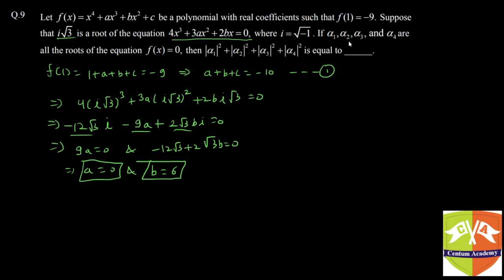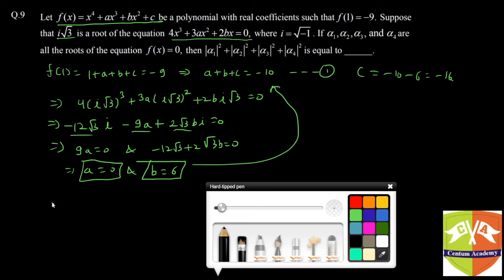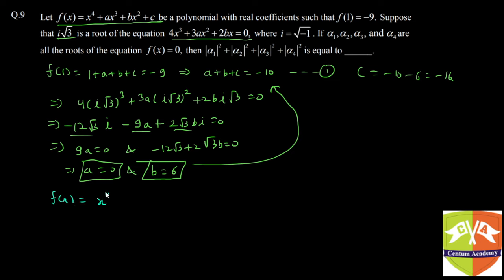Now they are saying that if alpha 1, alpha 2, alpha 3, alpha 4 are the roots of f(x) equals 0. So if I put a and b, how can I find c? If I substitute these values in here, I'll get c as minus 10 minus 6, which is minus 16. So my f(x) actually becomes, a is 0, so x to the power 4, and b is plus 6x squared, and c is minus 16 equals 0.